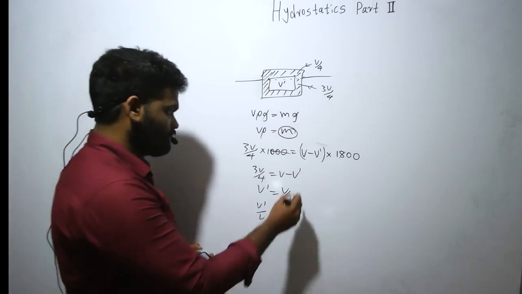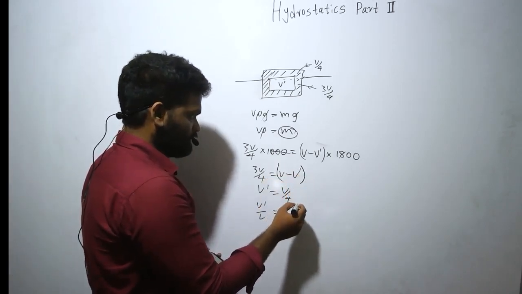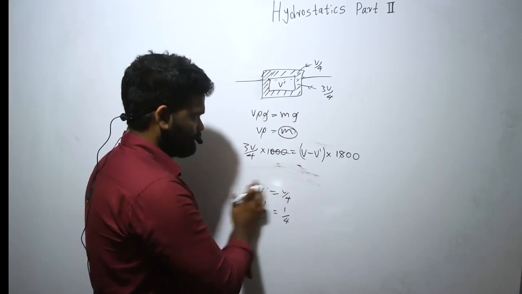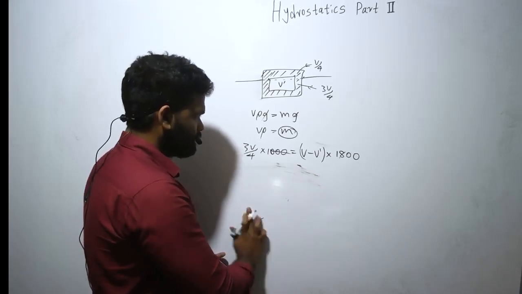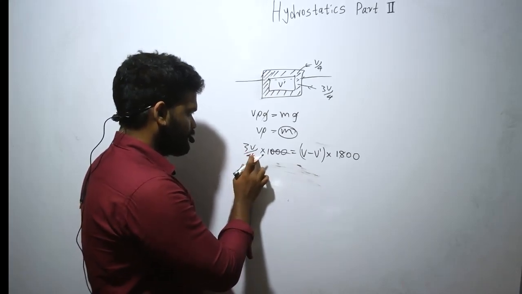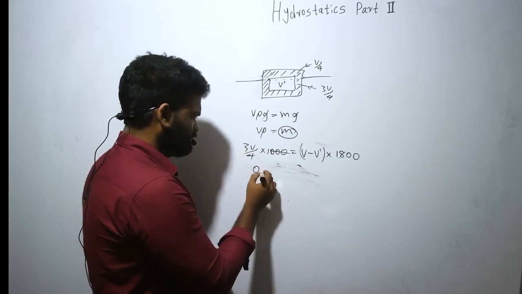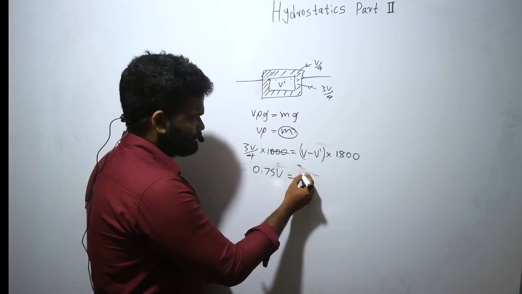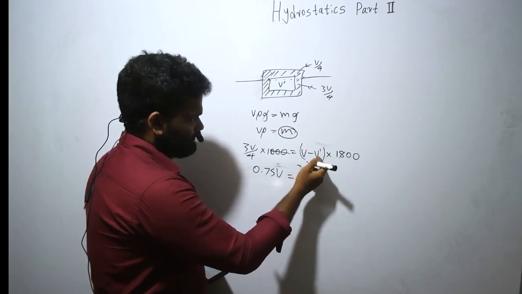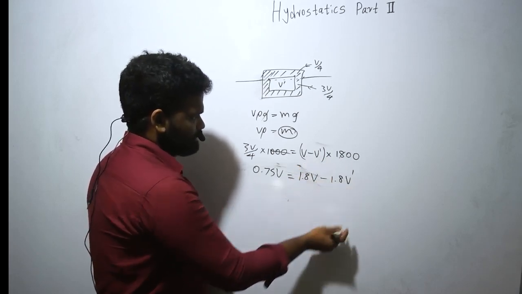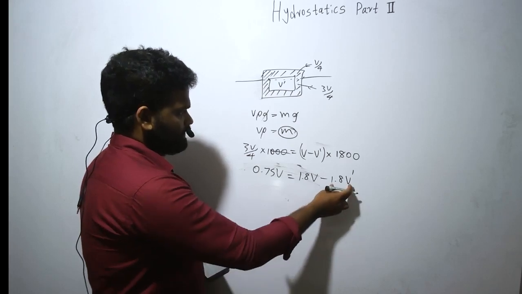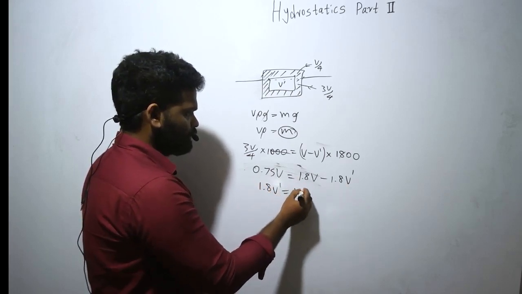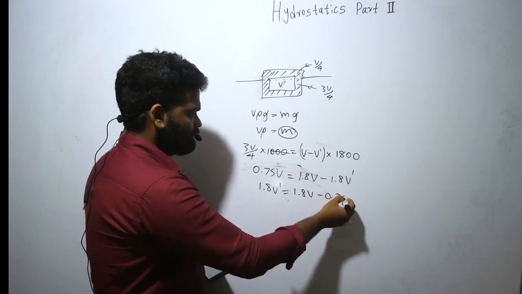Sorry, there's 1.8 as well, right? Yeah, there's a miscalculation here. So if you want, you can make it a decimal. I think, let's see, 0.75V equals 1.8V minus 1.8V dash. Get this to the other side, 1.8V dash equals 1.8V minus 0.75V.